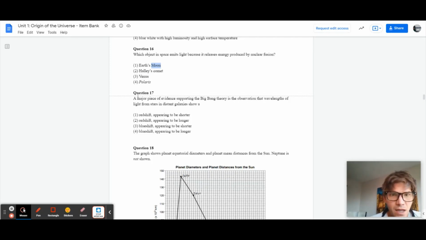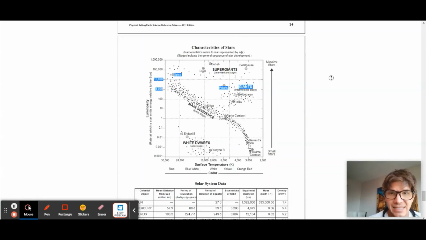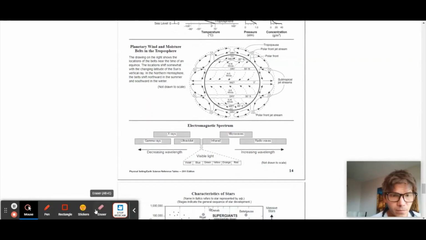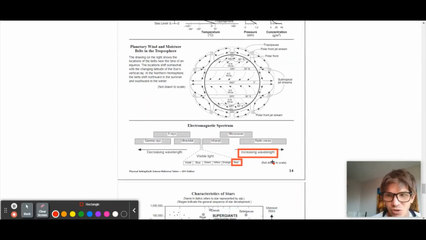Question 17, a major piece of evidence supporting the Big Bang Theory is the observation that wavelengths of light from stars in distant galaxies show A... Well, we know that it's a redshift, one of the big pieces of evidence for the Big Bang Theory. And since something is shifting in the red direction, over here, we know that it is increasing its wavelength. If something was blue shifting, then it would be decreasing its wavelength.